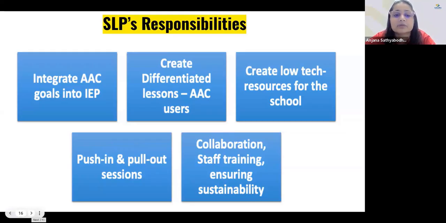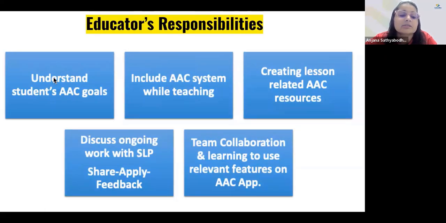From time to time, we have to make sure that if we are missing out, like Naomi said, because of other pressures, we always get back on track, and so we helped each other do that. Now, the educators' responsibilities were to understand the students' AAC goals, which many of them did very well, and include the AAC system while teaching. So they were trained on modeling strategies, like how to model and how to add keywords to the device, and various other important features in the AAC app, and creating related AAC resources and discussing any ongoing concerns with the SLP. So we would share, apply and take each other's feedback. So that's how we collaborated.